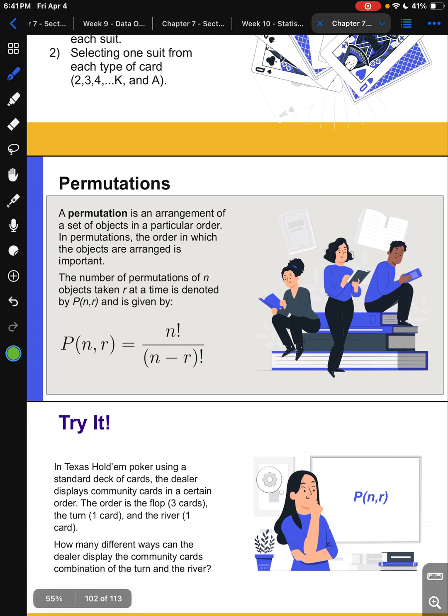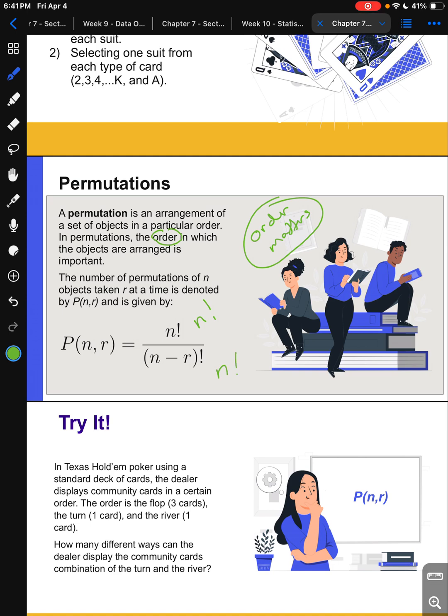Permutations. A permutation is an arrangement of a set of objects in a particular order. In a permutation, the order in which the objects will be arranged is important. So order matters. So here's the formula for permutations. Now this right here is n factorial. If you don't remember what n factorial is, it looks like this.